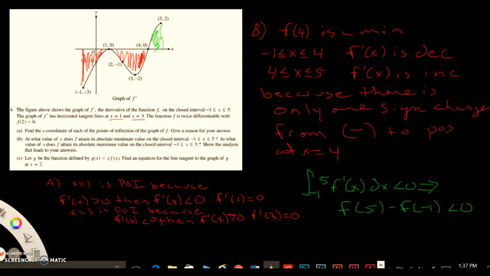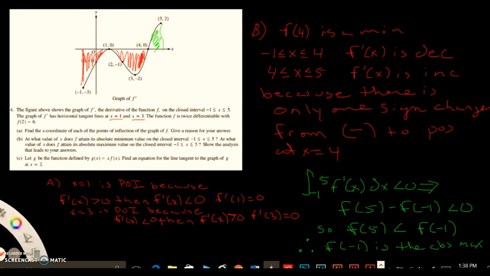So now we can manipulate this and say f of 5 is less than f of -1. Based on this analysis, we see f of -1 is greater than f of 5. So therefore, f of -1 is the absolute max.